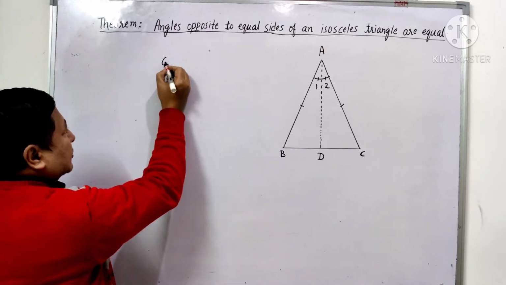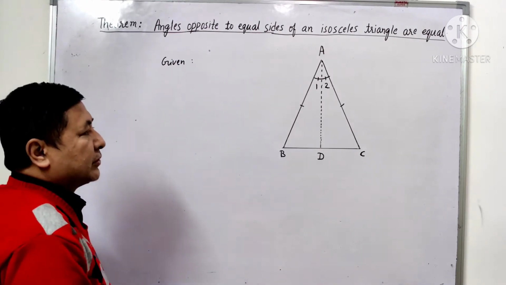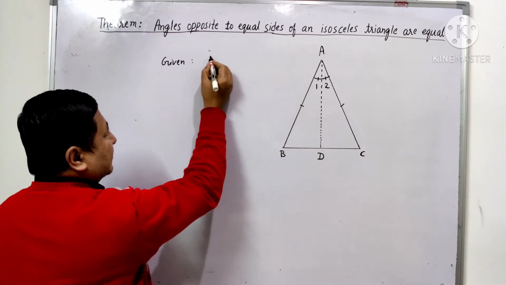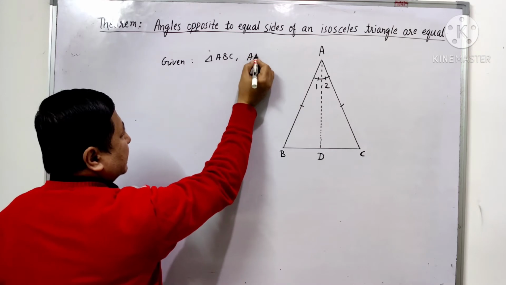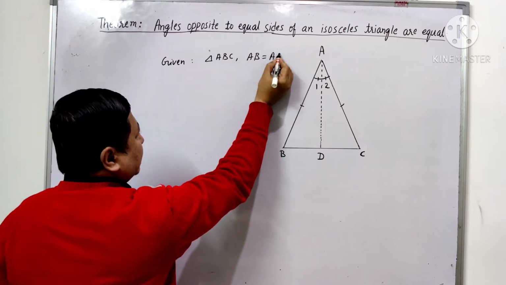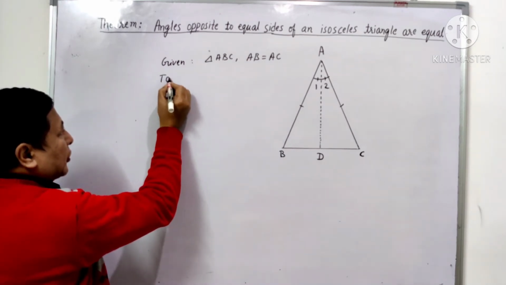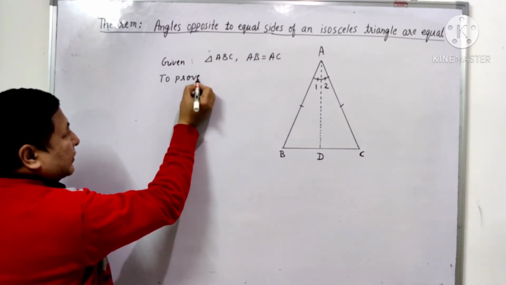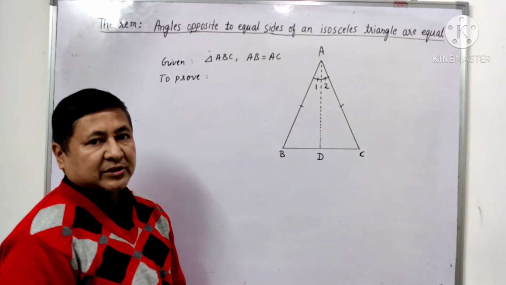Now what is given in the question? First we should write what is given. Given is triangle ABC in which AB is equal to AC. This is given in the question, and we have to prove that the opposite angles, angle B and angle C, are equal.